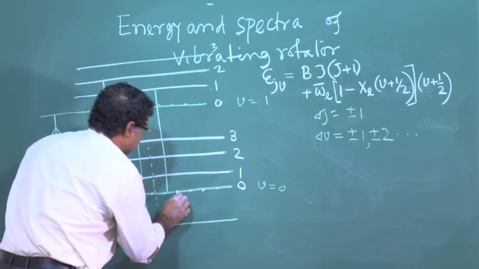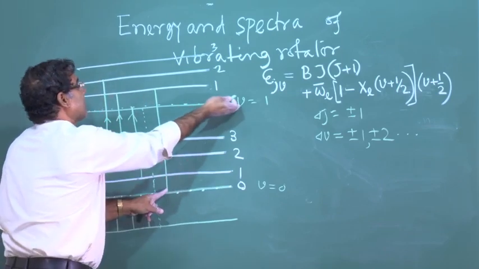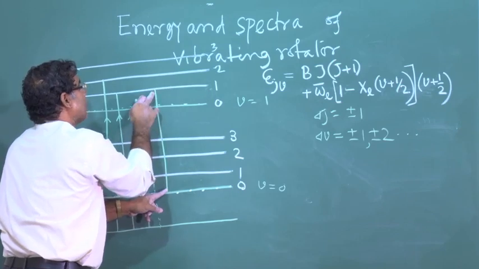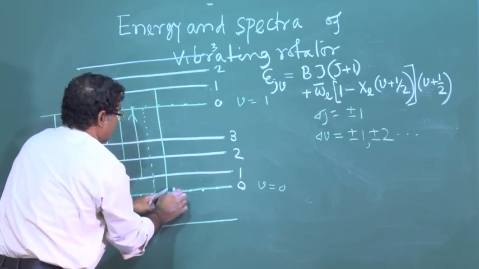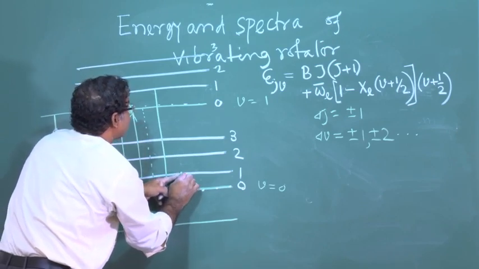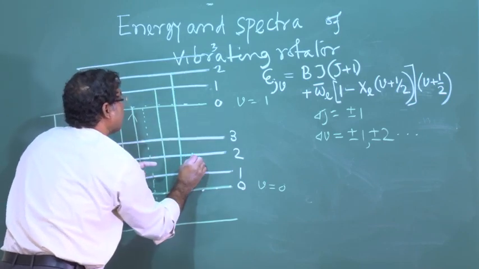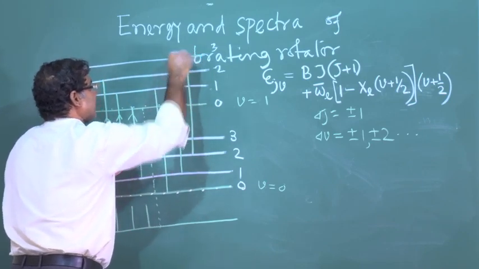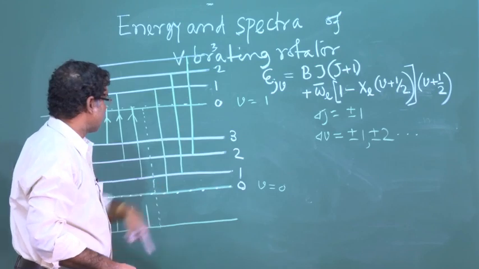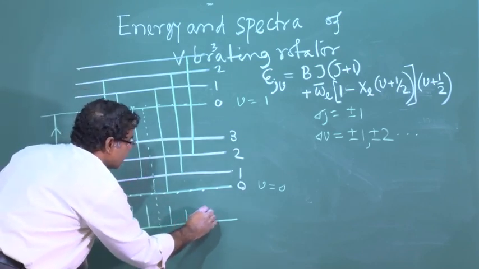But this transition is allowed from j equal to 0 to the other vibrational level j equal to 1, del j is plus 1. Similarly, in this case del j equal to plus 1 from j equal to 1 to j equal to 2, j equal to 2 to j equal to 3. So, these spectral lines we will see.